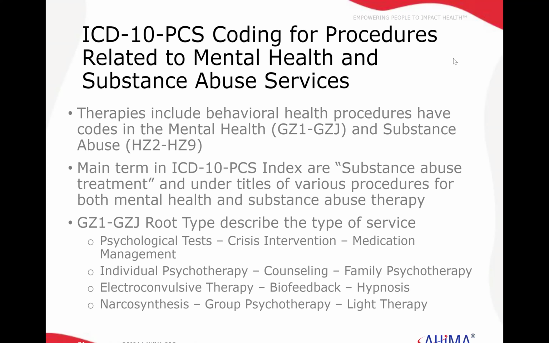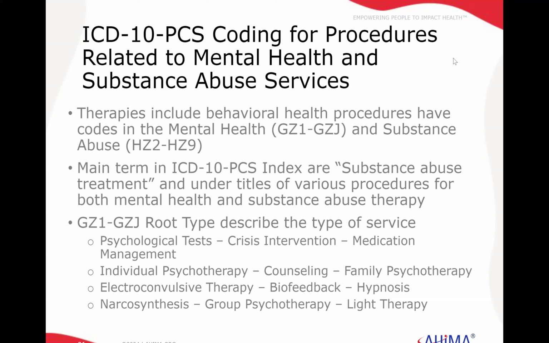Okay, the therapies that are involved in the behavioral health or mental health procedures, if you will, have codes in one of two sections. The mental health section, which runs in the range of tables GZ1 through GZJ, and substance abuse, which fall into tables HC2 through HC9. The main term you can use for these in the index is substance abuse treatment. And under the titles of various procedures, you'll also see some of them cross-listed as well.